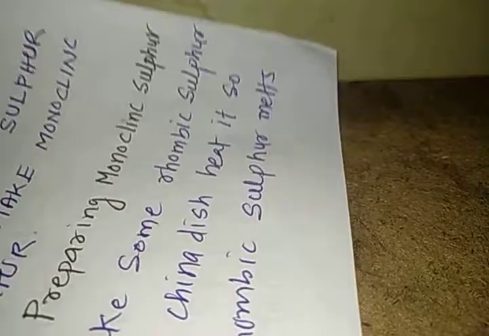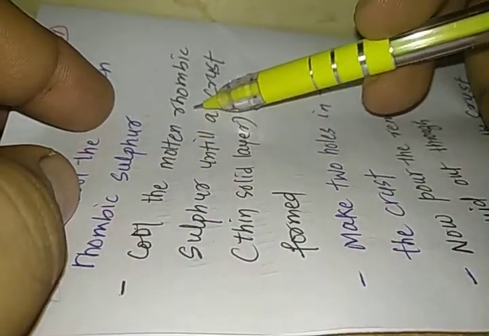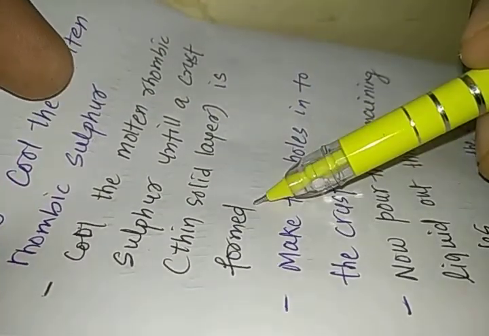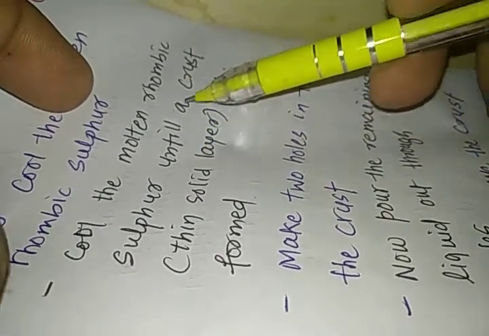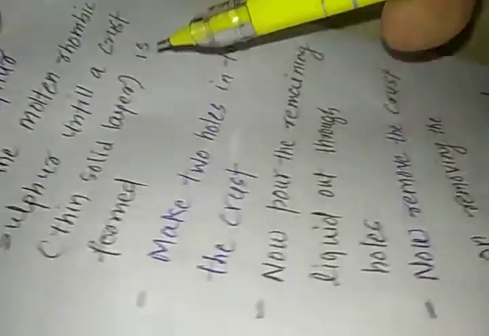If you heat it, the rhombic sulfur melts. Now cool the molten rhombic sulfur. Cool the molten rhombic sulfur until a crust, a thin solid layer, is formed. So we keep cooling it until the thin solid layer or crust forms on the molten rhombic sulfur.